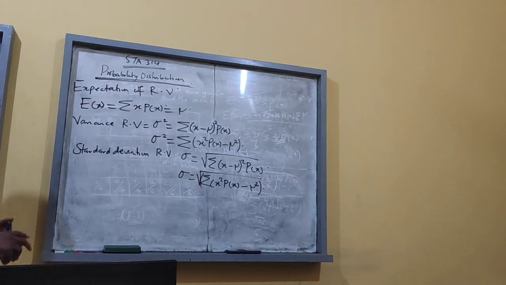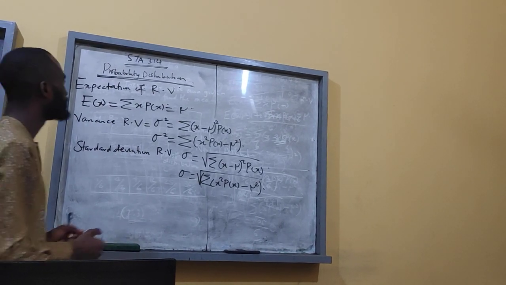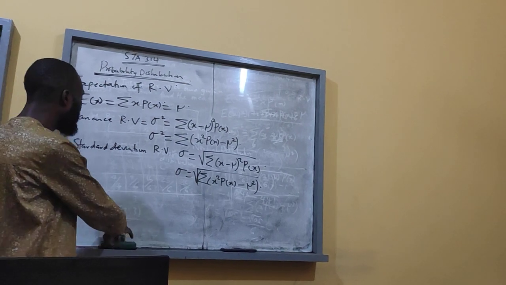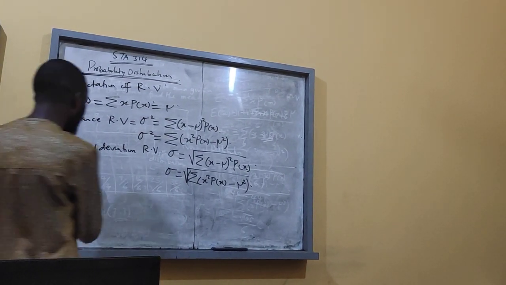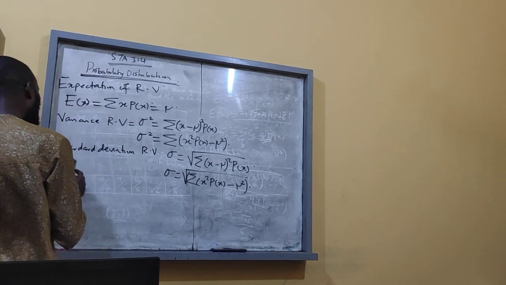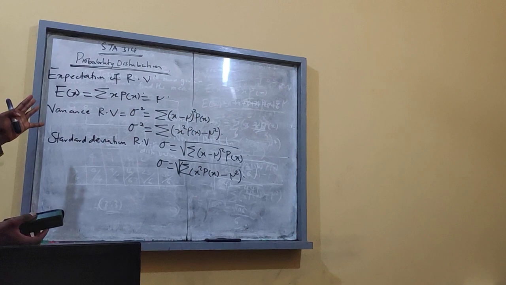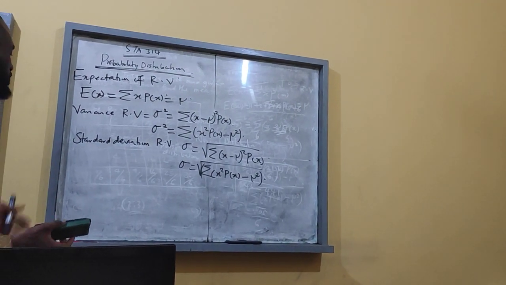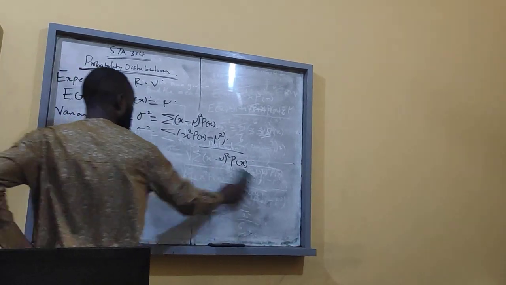And those are what we want to study under random variable. We are going to be taking the distributions one after the other. But before that, let us see how to apply data and use it to find expectation, variance, and standard deviation. Now, let me give an example.